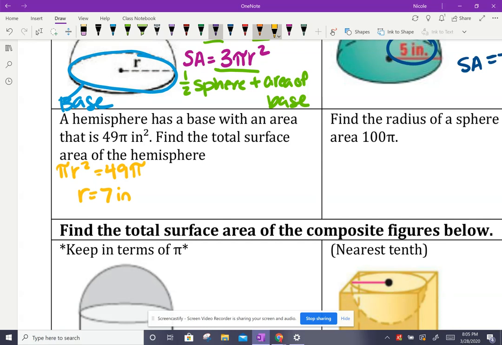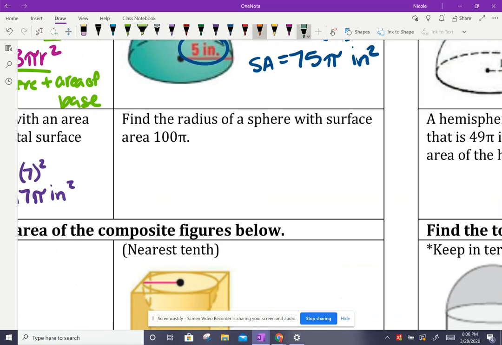So now for surface area, we take 3 pi r squared. 7 squared is 49, times 3 gives us 147 pi inches squared. So there I was given the area of the base, the area of a circle, and I had to derive the radius in order to find the total surface area.